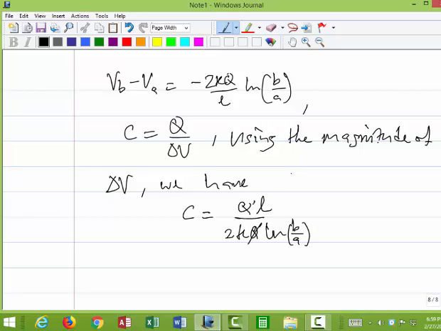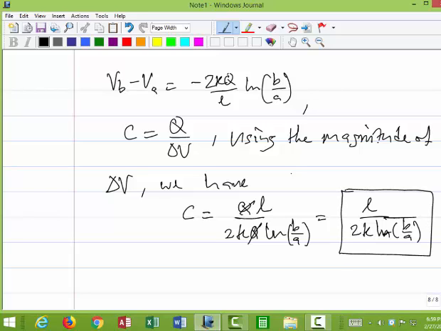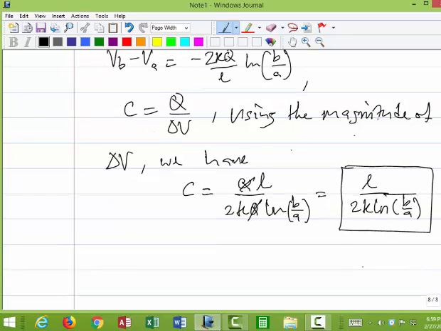So we can take the Q's out, and we shall have L divided by 2k natural log of b over a. So this is the capacitance of a coaxial cable of length L. Now let's look at energy.